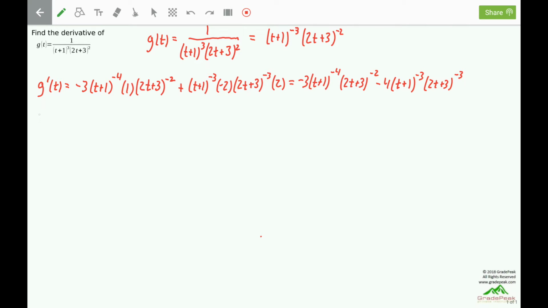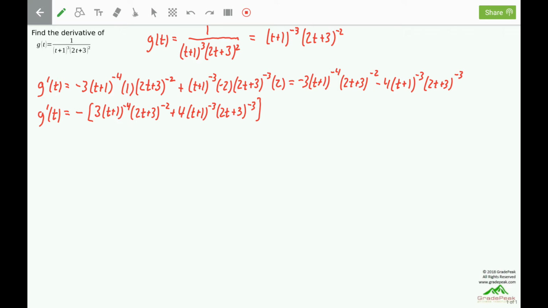In our next step, we're going to factor. And as far as the constants, we have a negative 3 and a negative 4. What we can factor from there is a negative. That's it. So they will become positive 3 and a positive 4. And now I can start factoring out the expressions to powers.